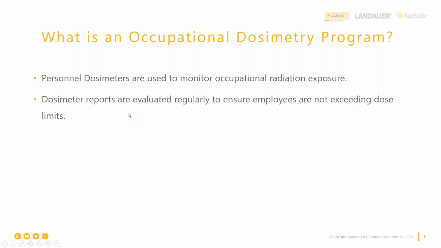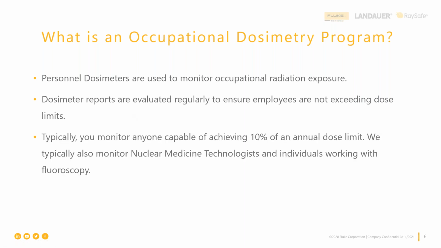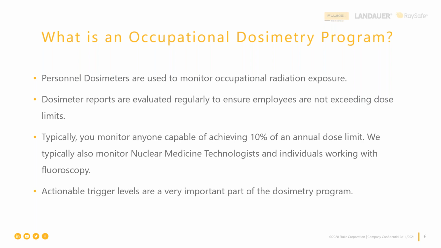Dosimeter reports are evaluated regularly to ensure those employees are not exceeding dose limits. Typically, you monitor anyone capable of receiving 10% of an annual dose limit. We also like to establish monitoring for regular professions like nuke med techs. They're going to get a whole body dosimeter and a ring. Any individuals working with fluoroscopy or in high dose areas, we definitely know where 10% is, but obviously we need to monitor more people than we probably need to at first to determine who is eligible for receiving 10% of an annual dose limit. You often don't know unless you monitor. And even some states require periodic monitoring that's loosely defined in the state, and they want to see anyone working with radiation monitored at some interval.